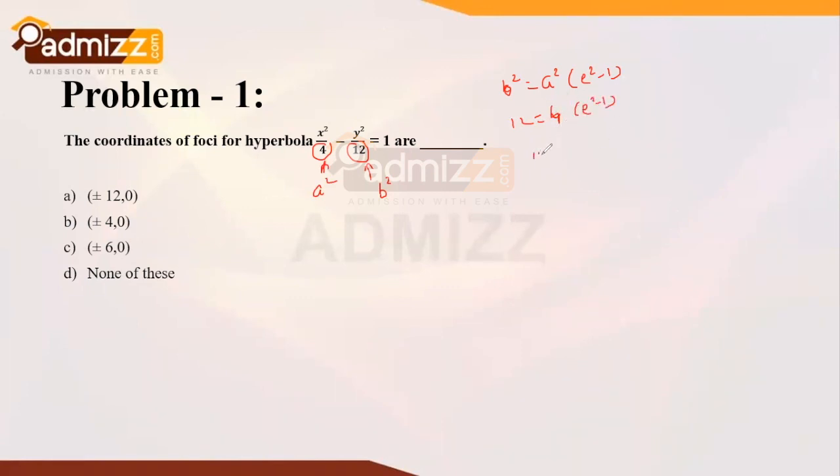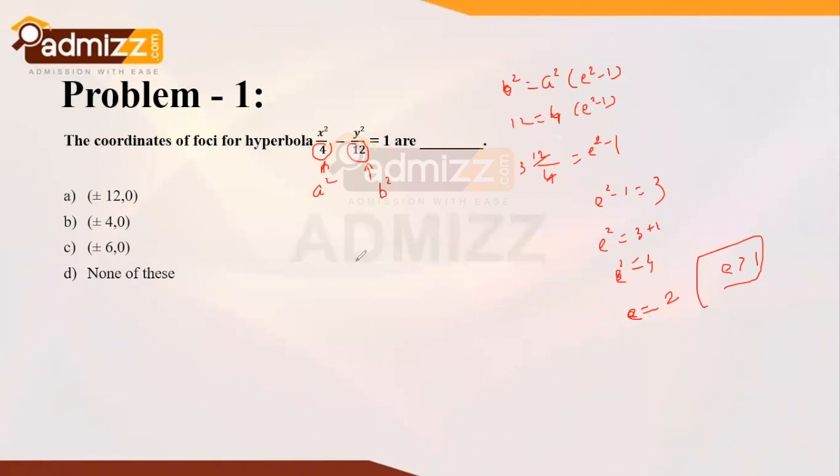Now the further simplification step is 12 by 4 is equal to e square minus 1. So 4 into 3, so it is e square minus 1 equals 3. So e square equals 3 plus 1, e square is equal to 4, and e is equal to 2, I will take only the positive value. Why? Because eccentricity of hyperbola is always greater than 1, so I will neglect the negative value of eccentricity, and I will take e equal to 2.